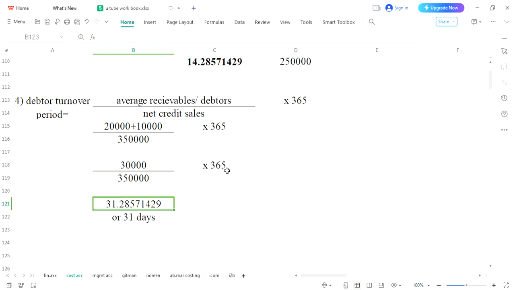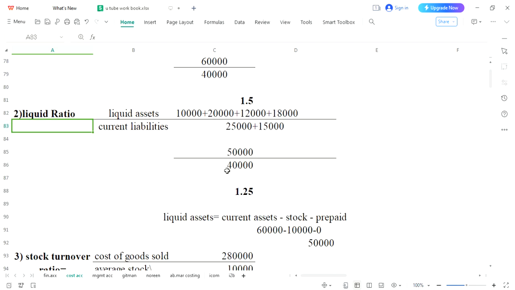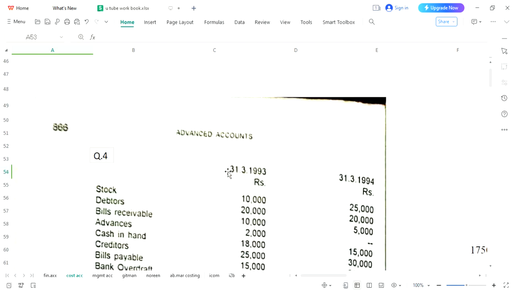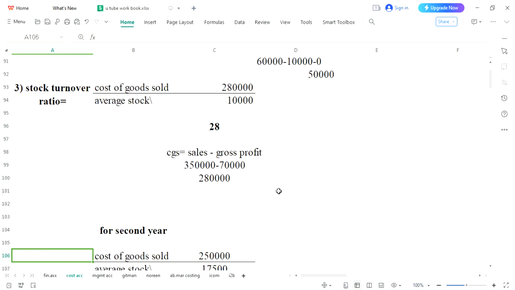Alright guys, debtor turnover period is also calculated. And in this way all four ratios for the first year are completed. Question number 4, first year, and 31 days answer. Here there are two corrections, 1.25 and 33. When you solve for the second year, you will be very careful in observing your answers. All four are completed in this way.